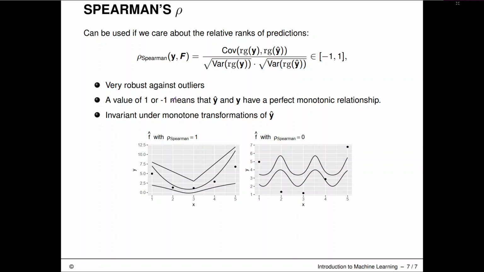And this is quite robust against outliers. A value of 1 would indicate we have a perfect isotonic, so monotonically increasing, relationship between y and y hat. A value of -1 would mean that we have captured exactly the opposite trend in y hat than y. I guess that's nothing we would usually like to have, but this is what -1 would imply. And this measure is also invariant under monotone transformations of our y hat.